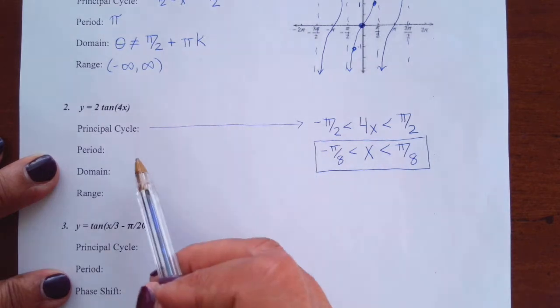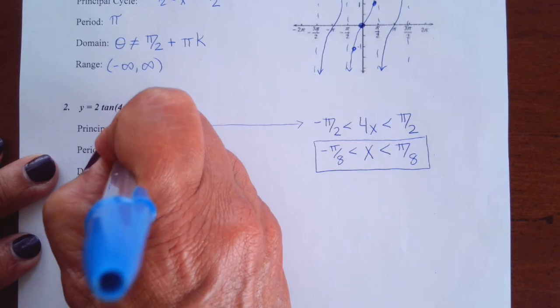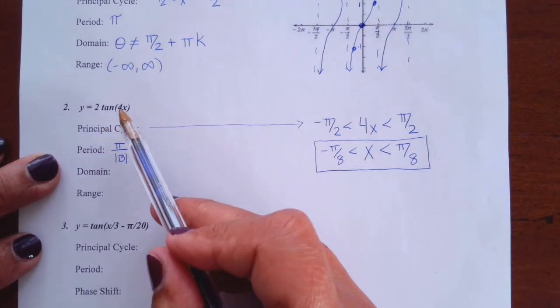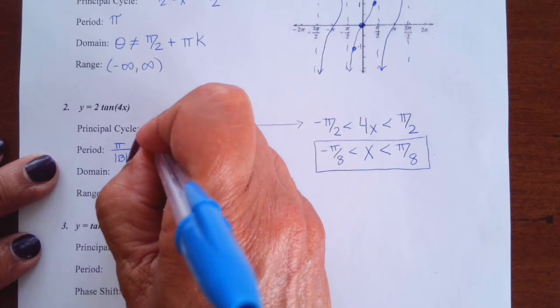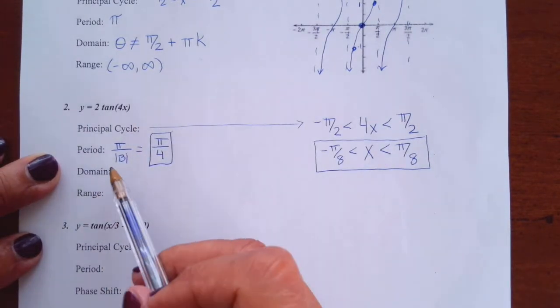Your period for tangent is pi over b. Remember, the period is always positive. So in our problem, b is 4, so the period would be pi over 4, not 2 pi over b.